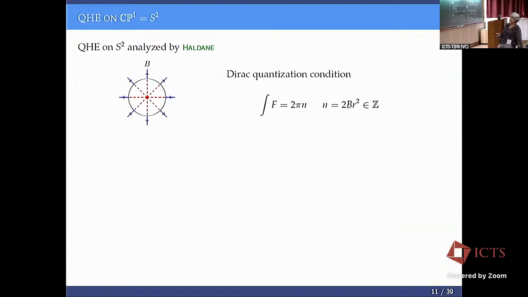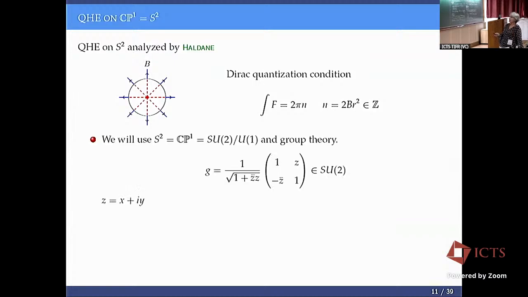So here is the sphere. We have a magnetic field perpendicular to it, which is created by a magnetic monopole at the center of the sphere. Because of the Dirac quantization, the magnetic flux is quantized, so B is essentially proportional to N. We are going to think of this as a group coset, so we can parameterize it in terms of an SU2 matrix. In fact, we can explicitly write the dependence on the holomorphic and anti-holomorphic coordinates Z.